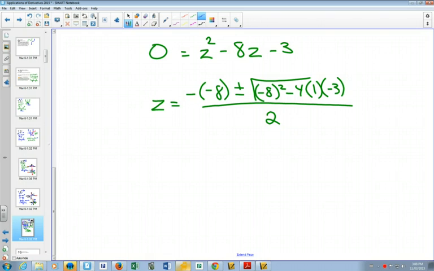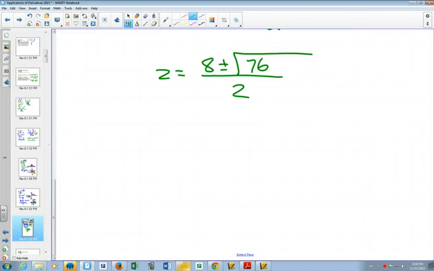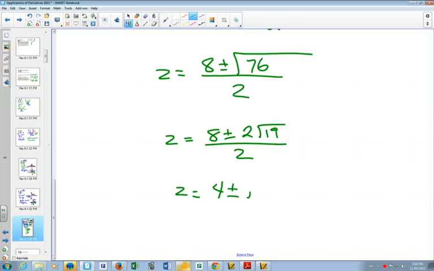Okay, back to this. So, plugging this in. Oh, we were using green. We'd have 8 plus or minus square root of 64 plus 12 would be 76 over 2. Does this simplify at all? Can you divide 76 by 4? Yes, 4 times 19. So we'd have z equals 8 plus or minus 2 root 19 over 2, which means that z is 4 plus or minus root 19. But of course, what was z? Z was equal to x squared.